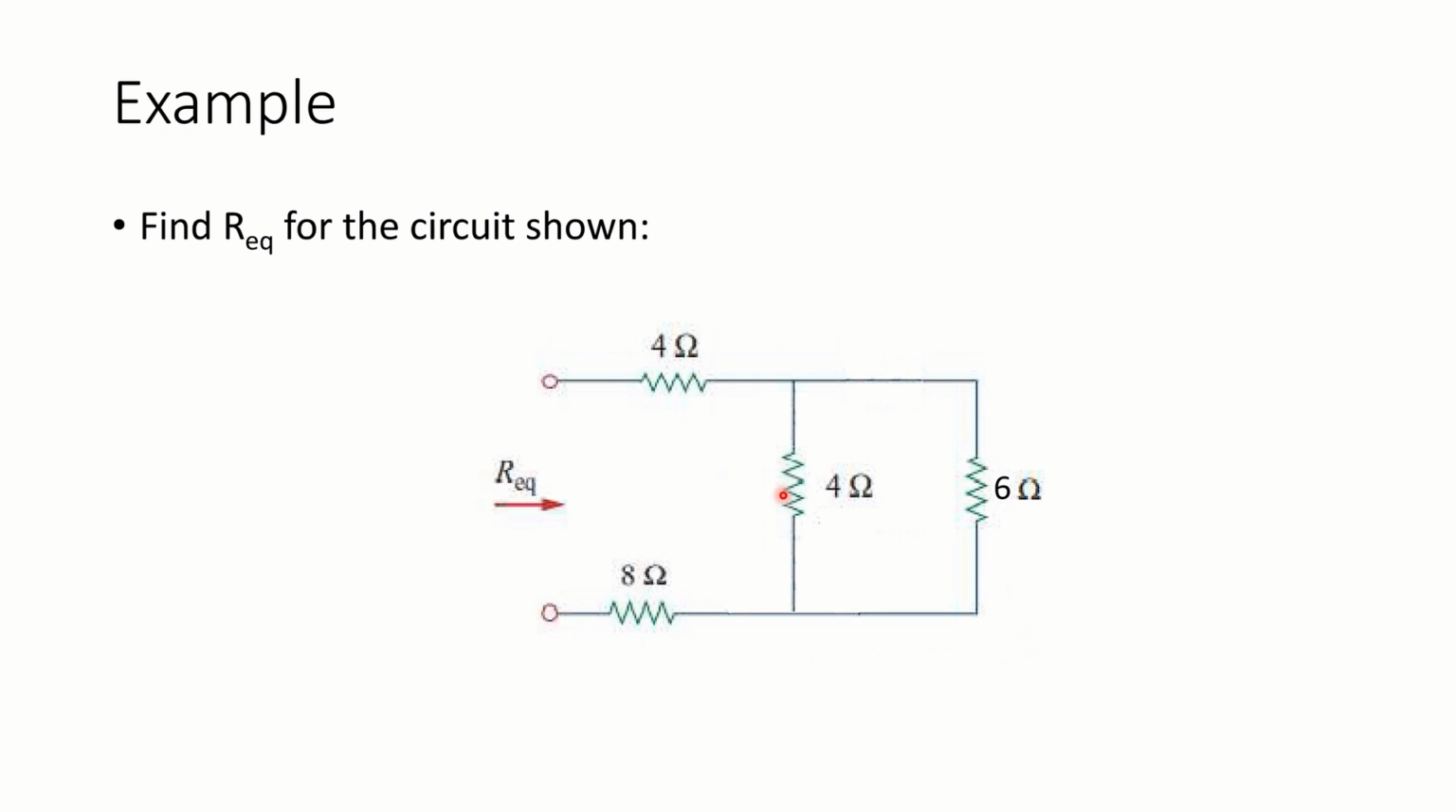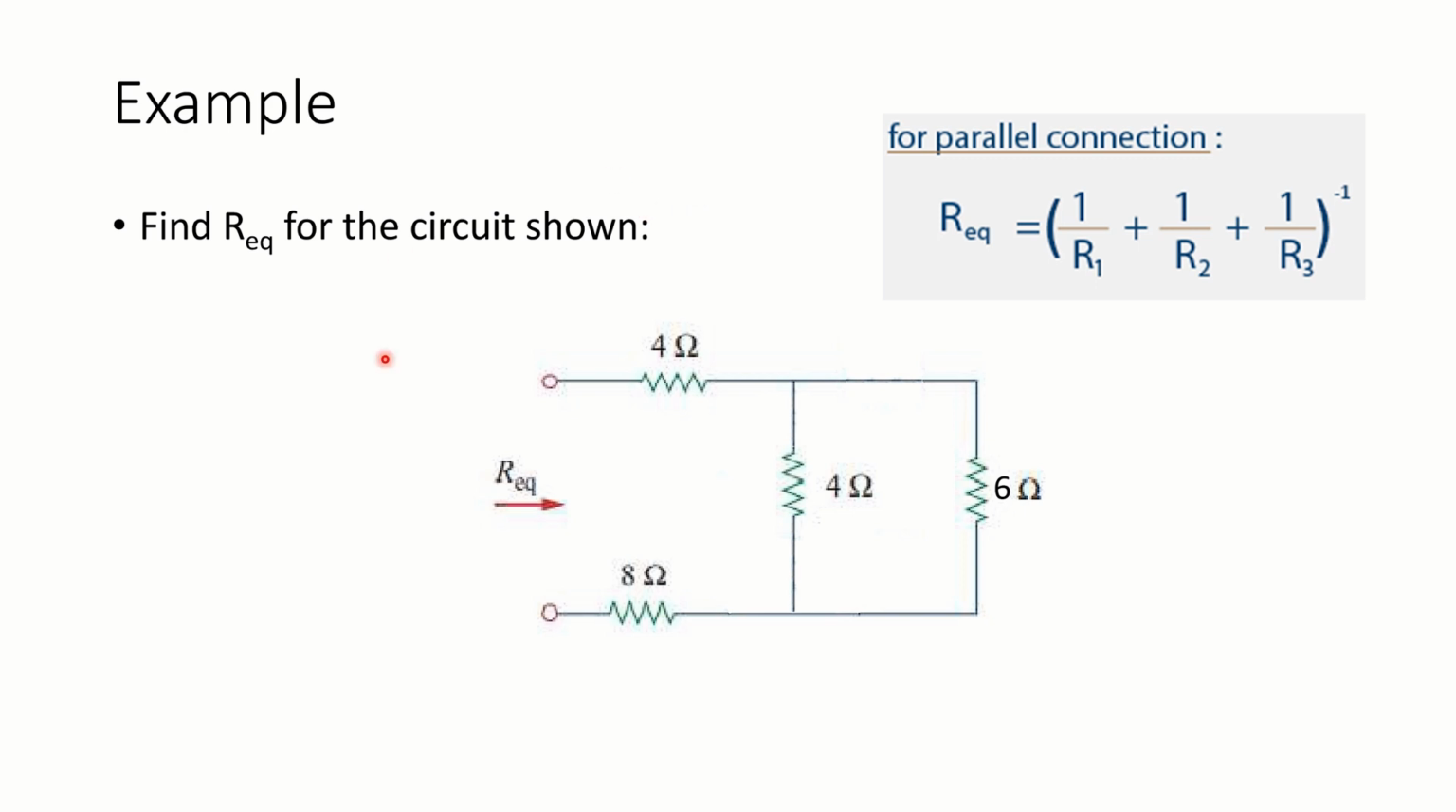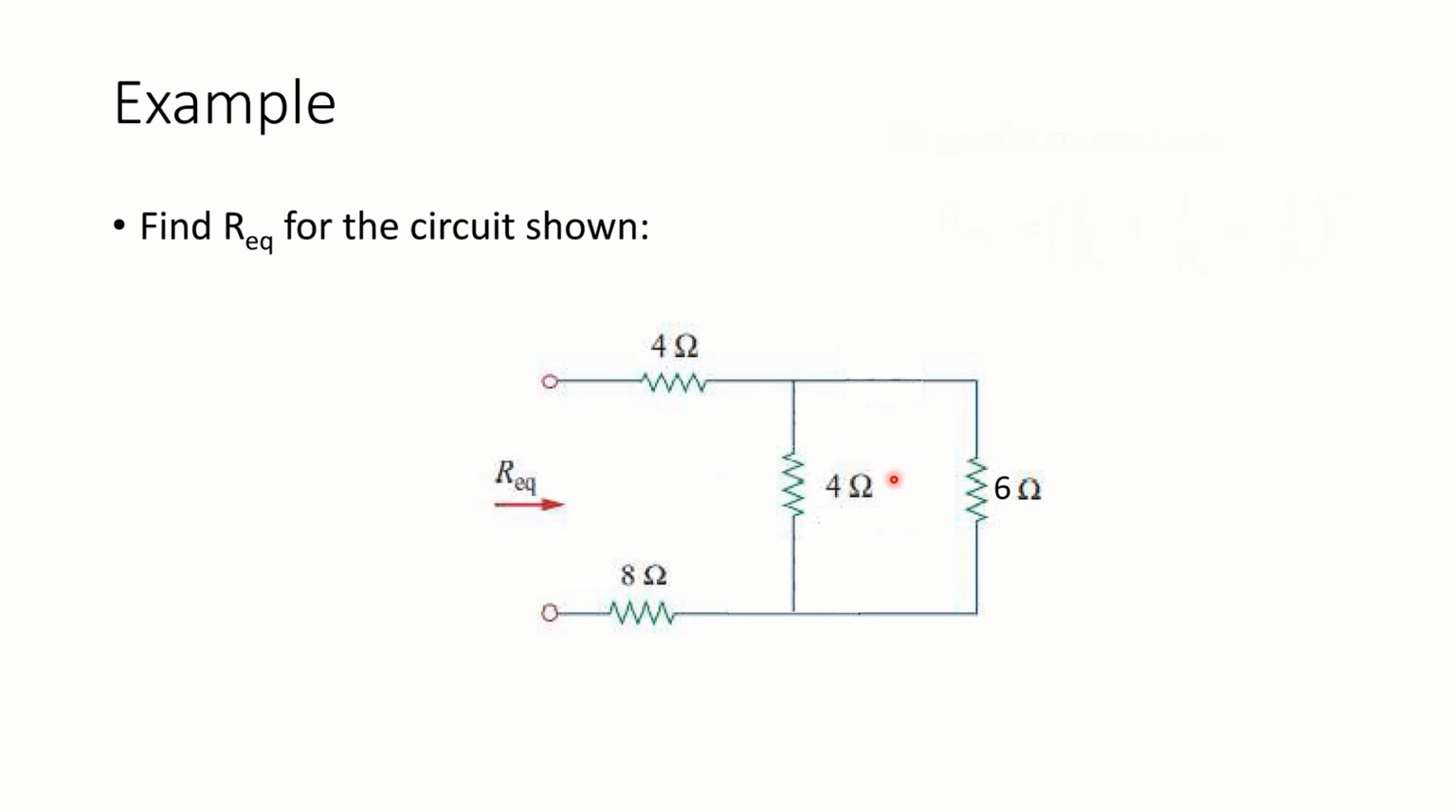Now we can simplify these two resistors, and as they both are connected in parallel, we are going to apply the formula (1/R1 + 1/R2) whole inverse. This should give us 2.4 ohms. This means that we can replace these two resistors with a single resistor of 2.4 ohms.